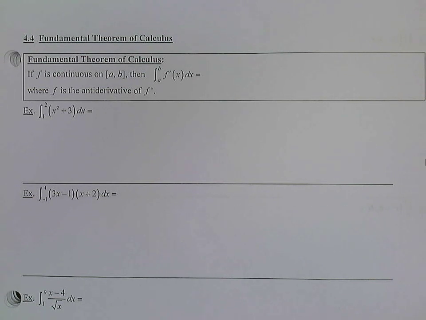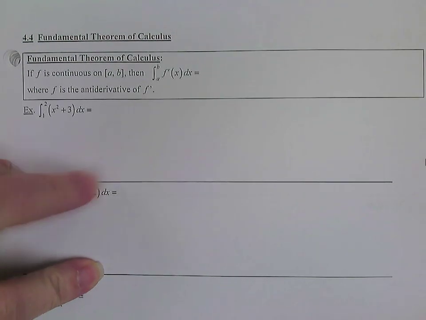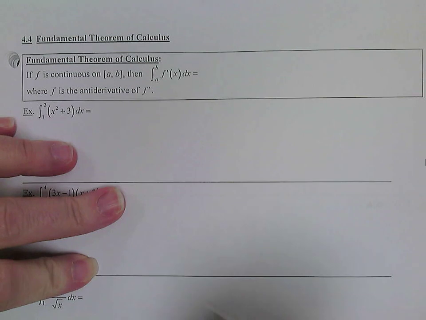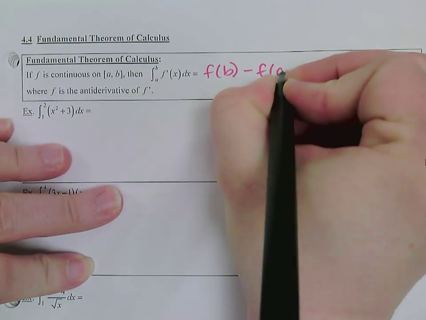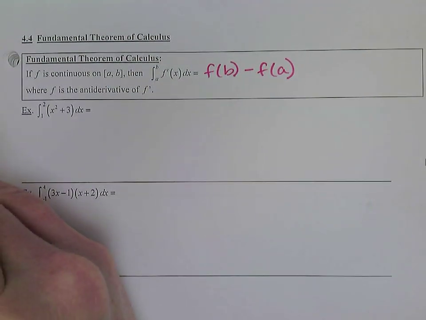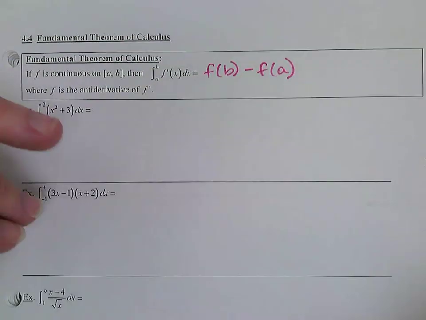So that's what we're going to talk about today, the fundamental theorem of calculus. The fundamental theorem of calculus is our way of evaluating the area under a curve of a graph that doesn't fit a geometric formula. So if f is a continuous function on a closed interval from a to b, then the integral from a to b of f prime of x is equal to f of b minus f of a, where f is the antiderivative of f prime.